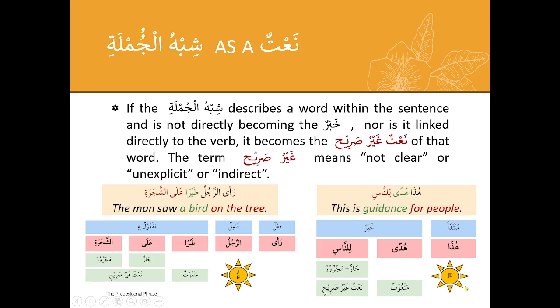So this is the Jumlah Fi'liyyah, this is the Jumlah Ismiyyah. Haza Hudan Linnas. So Linnas, for people, this is the Jar wa Majrur. So it's a Na'at, but it's Ghayr Sarih because it's not the Khabar. The Khabar is Hudan. So this is clear, I think. Right? Any questions?